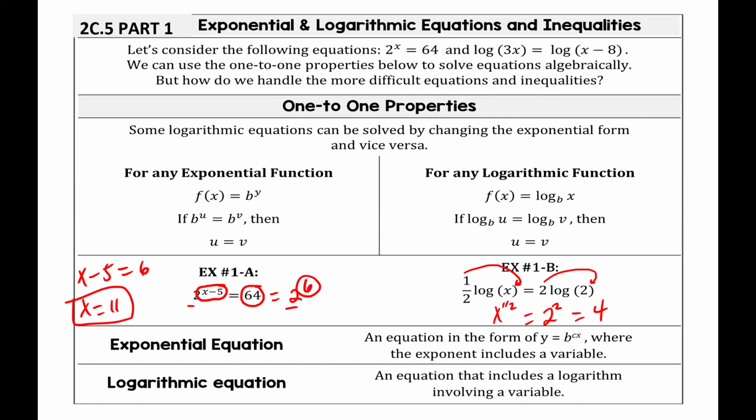And how do I cancel out a half power? You square it. If I have a half power, I'm going to square it. What I do to one side, I do to the other. So this cancels out, and therefore x equals 16. Okay, so that's our goal when you are using the property.